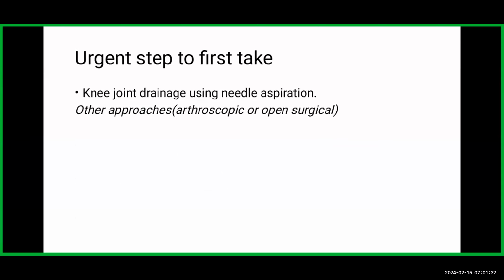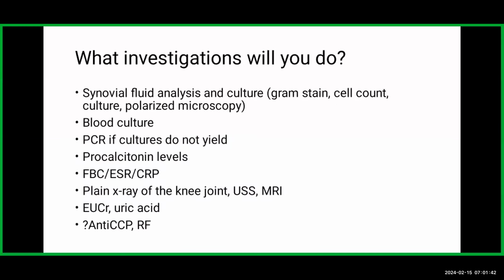So the urgent first step I'll take is a knee joint drainage using needle aspiration. Other approaches that could be done for the knee joint drainage are arthroscopic or arthrotomy. So for the investigations I would like to do a synovial fluid analysis and culture. And part of the things I'll be looking out for are a gram stain, cell counts, polarized microscopy, and then culture and sensitivity. I also want to do a blood culture to increase the yield of the likely causative organism.